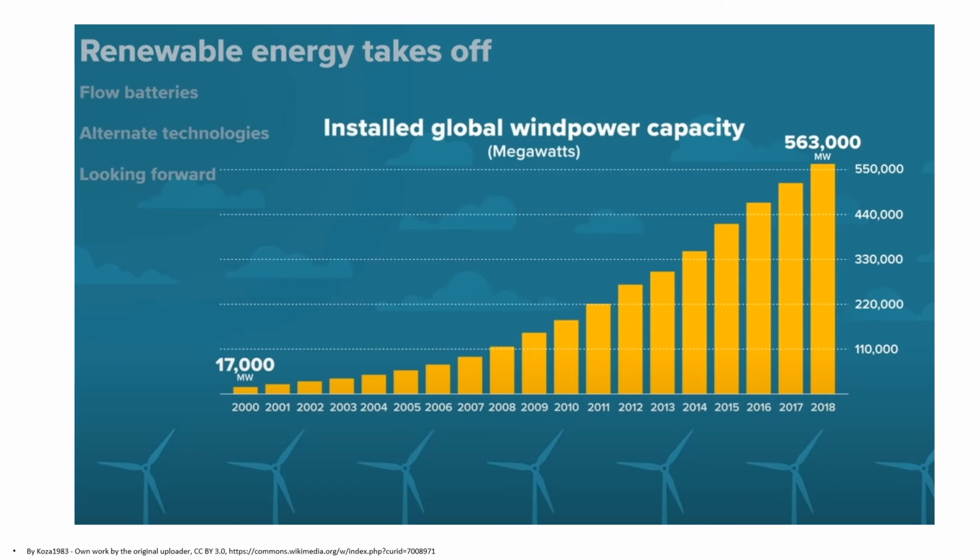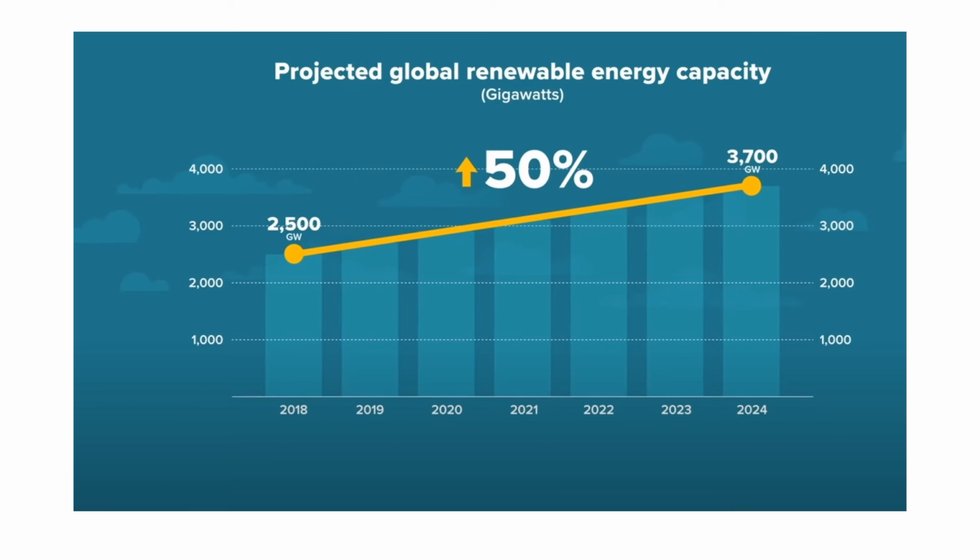In the year 2000, 17,000 megawatts worth of capacity of wind power installations were operating, which grew to over 200,000 wind turbines in operation, generating 432 gigawatts worldwide, and in the year 2018 it reached 563 gigawatts. The global renewable energy capacity is projected to increase by 50% from the year 2018 to the year 2024.